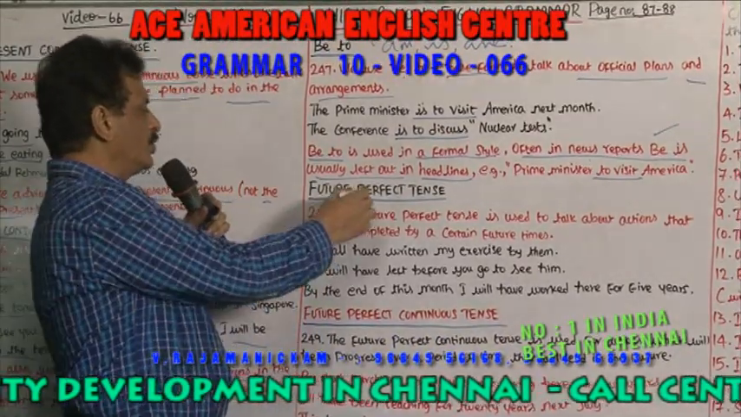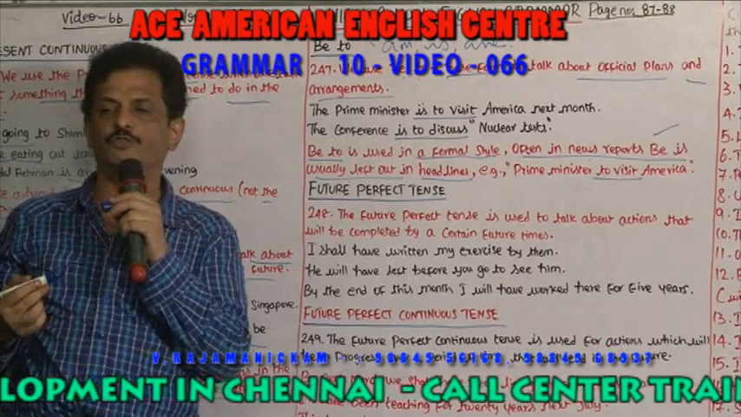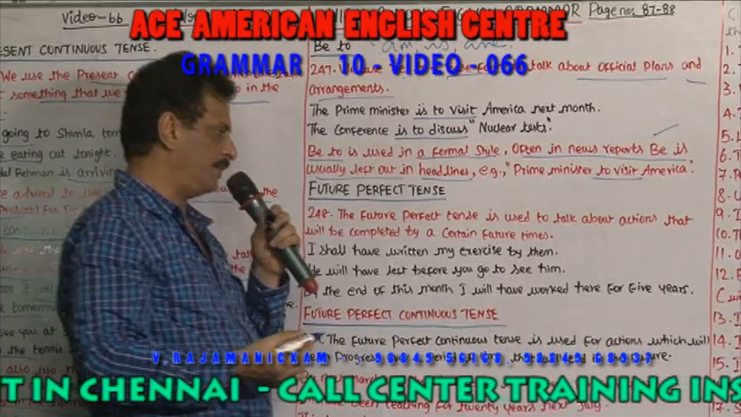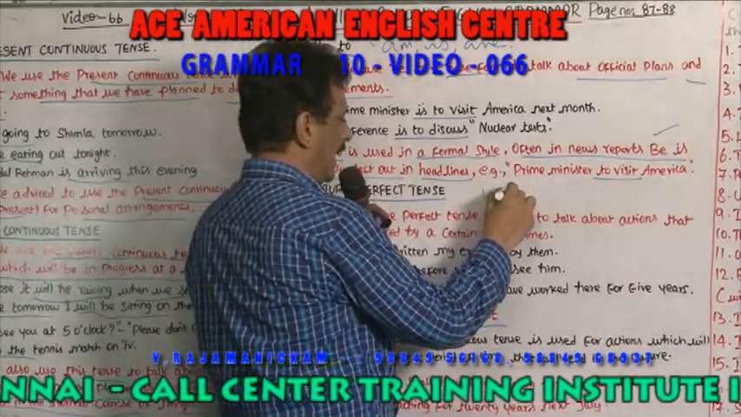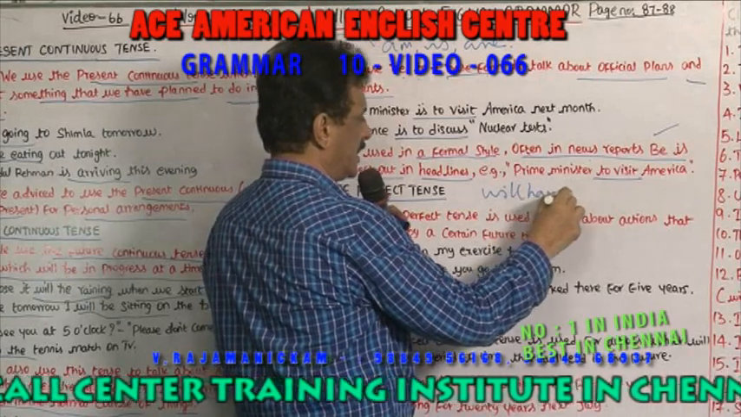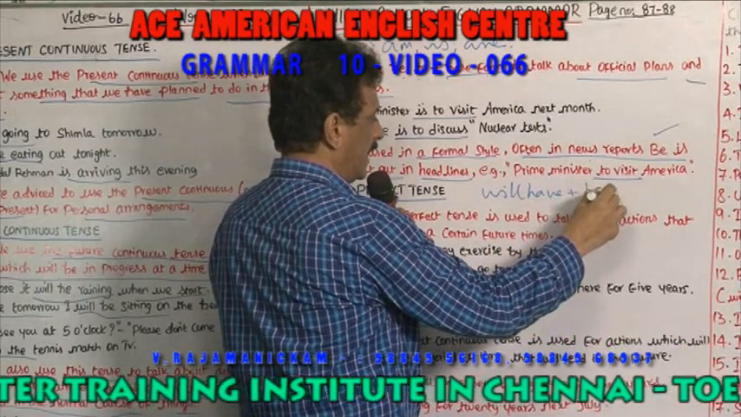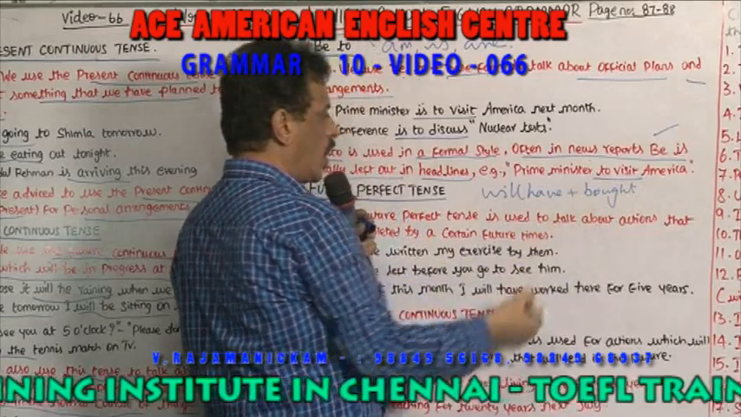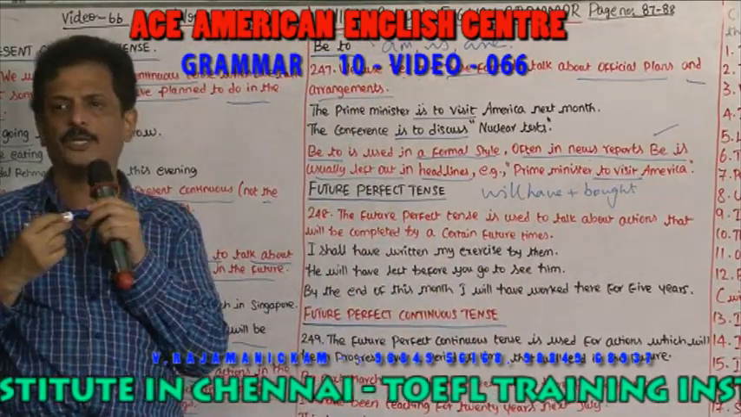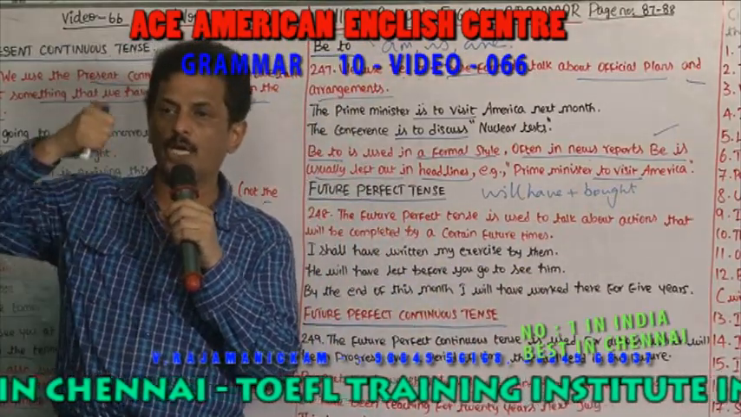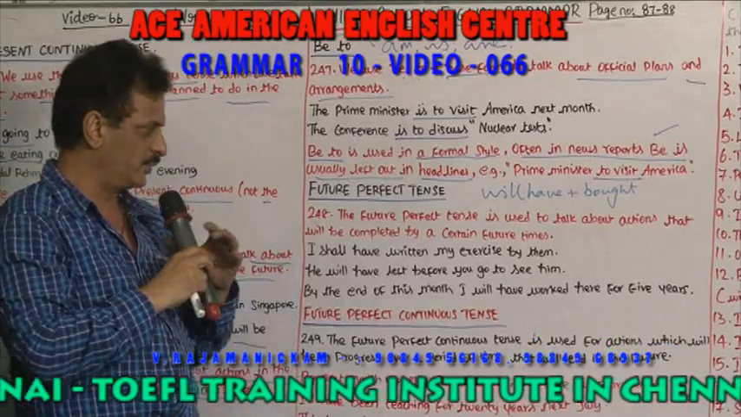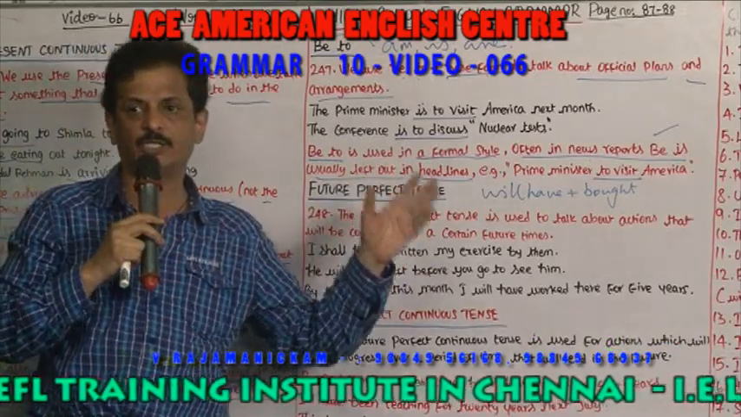So next, the future perfect tense. Where do you use the future perfect tense? And what is the future perfect tense? See, will have plus past participle. Will have bought, will have purchased, will have gone. So in the future, within a particular time, some action would be over. There you are using this future perfect tense.